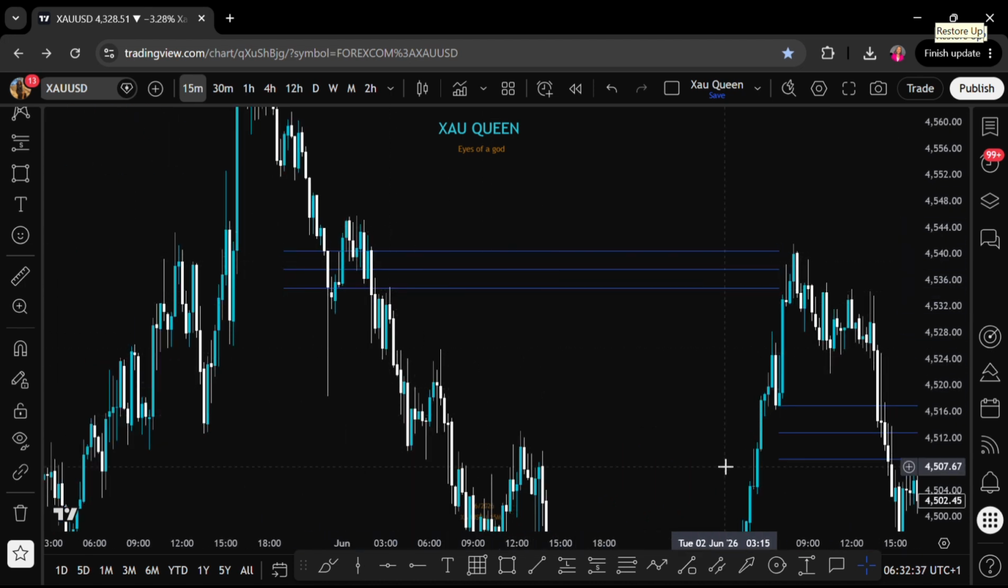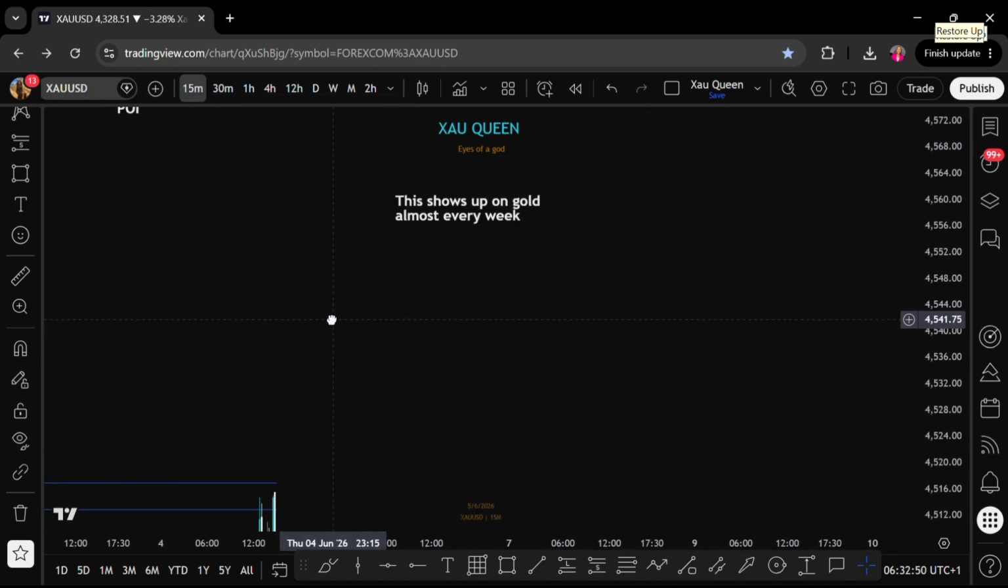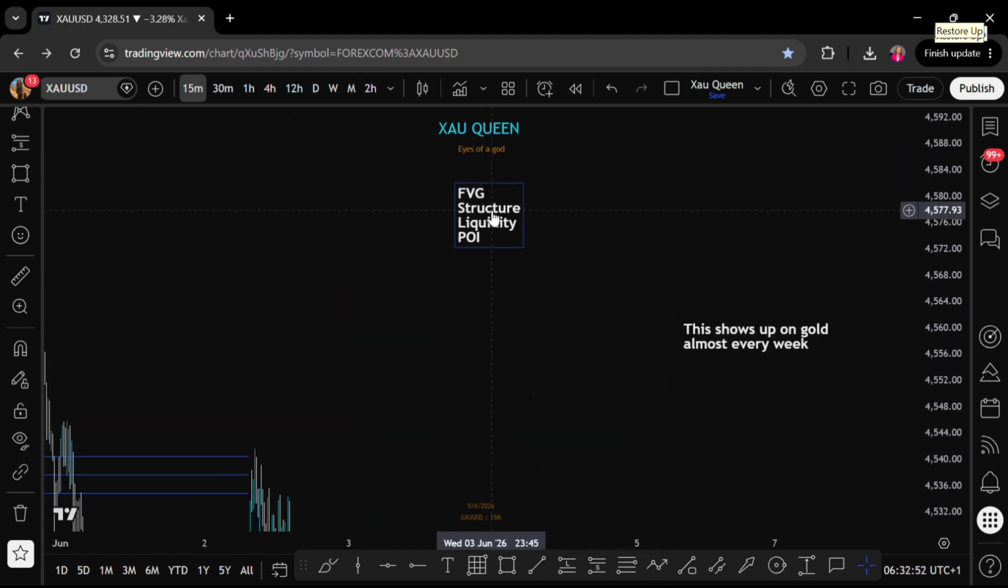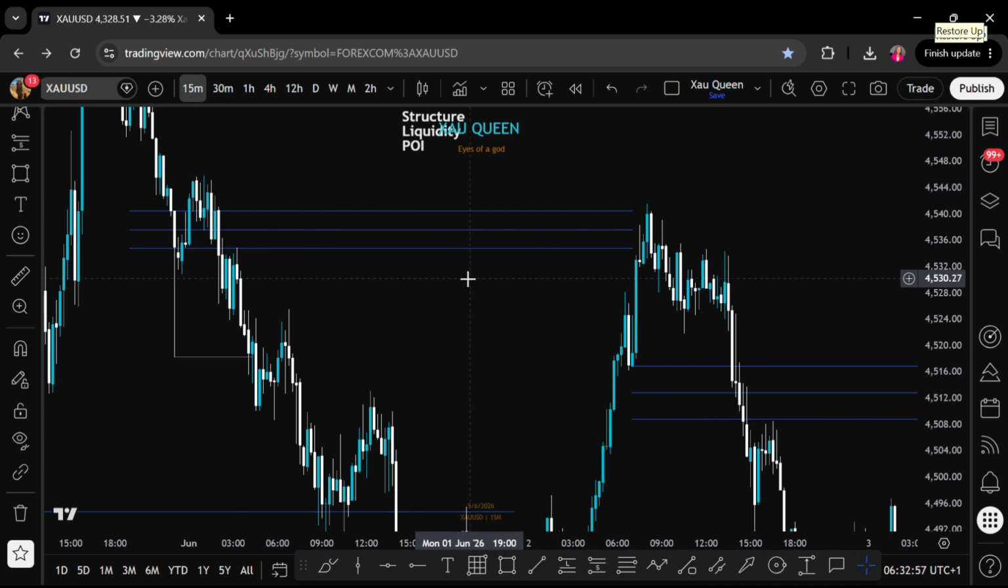Let's check the next one. We can see now what is the structure here. This is the structure. The structure is bearish here. So what are we looking for? We're looking for structure. Where is it? We're looking for structure, liquidity, and POI. That's SLP in this 15 minutes. That's what we're looking for.